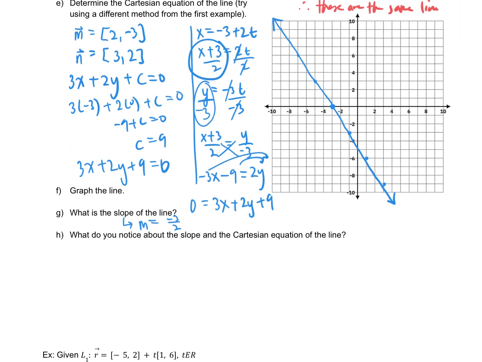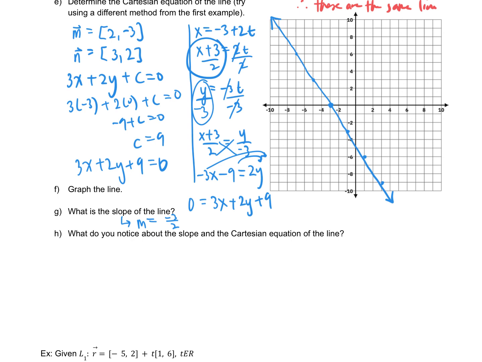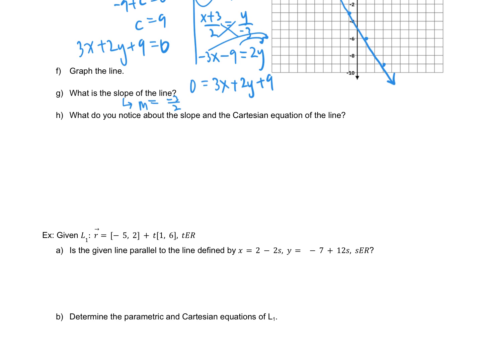What do you notice about the slope and the Cartesian equation of the line? Well, the slope is the opposite reciprocal of the normal, so the 3 and the 2, which we've already discussed.